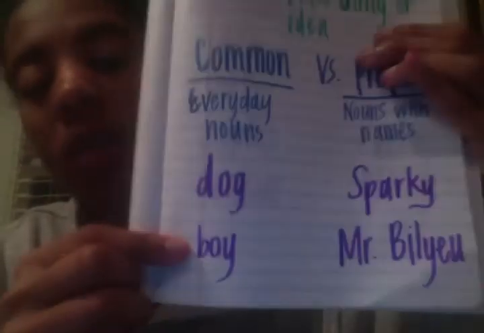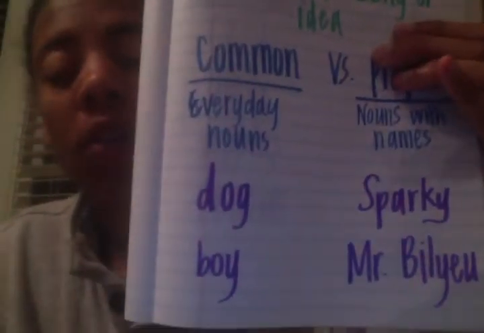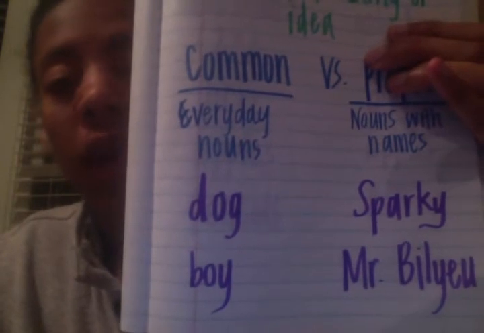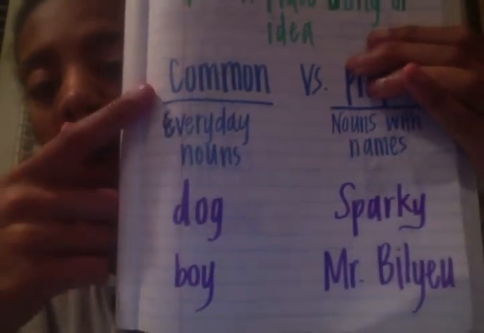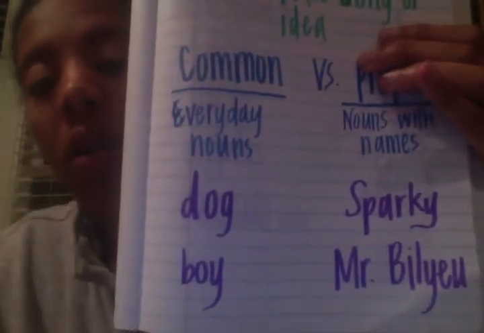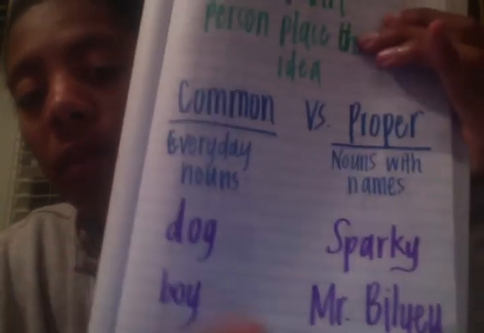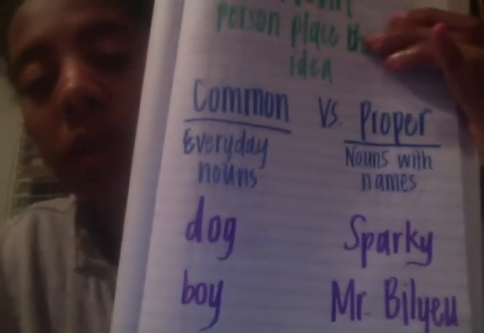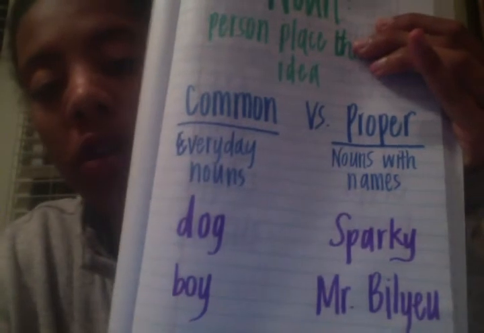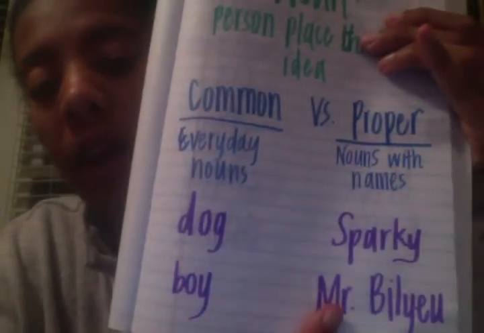The next one says boy. It could be any boy in our classroom. It could be any boy at Glencliff. It could be any boy in this whole world. It's a common noun, an everyday noun. Or you could say Mr. Billieu. Mr. Billieu is a proper noun because you just assigned a boy a name.